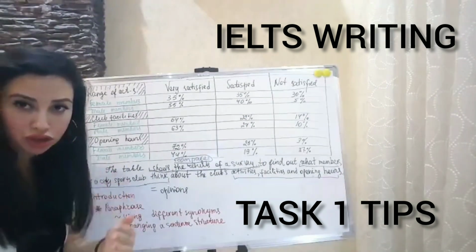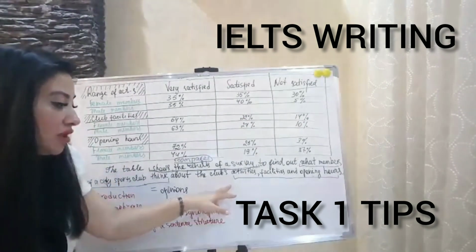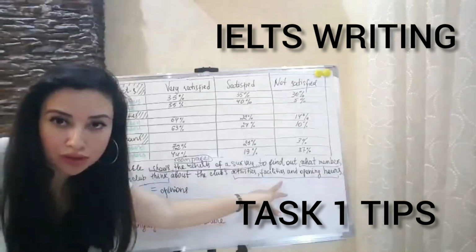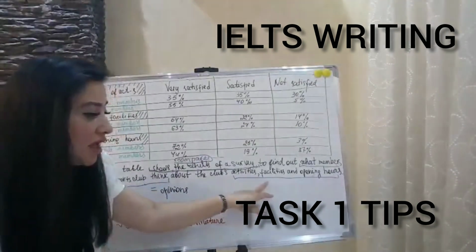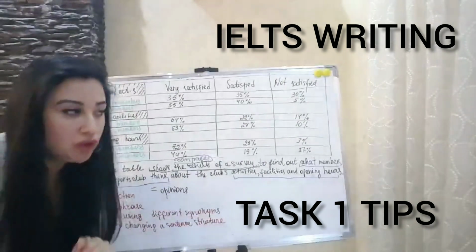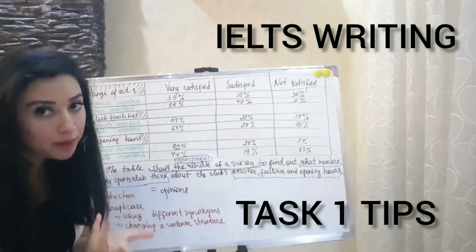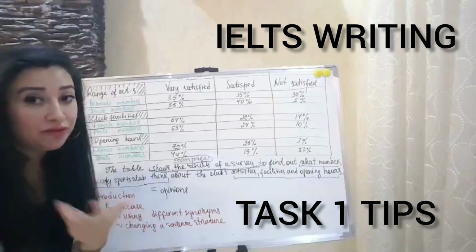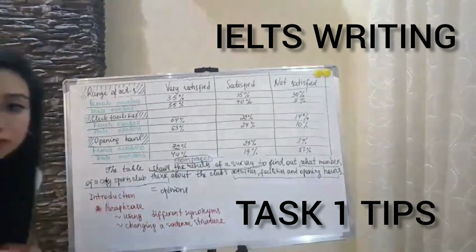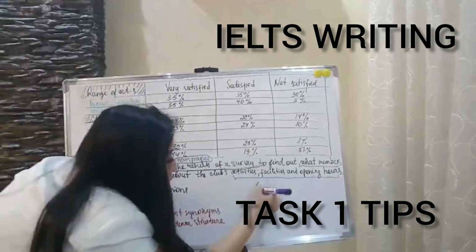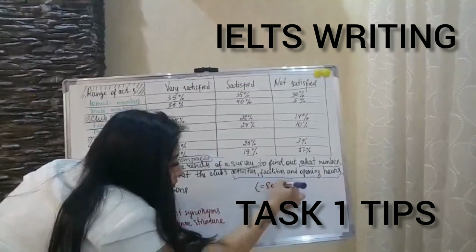We still want to continue paraphrasing. And as you can see here, we have a long set of words again. So we have activities, facilities, and opening hours, which we also can replace by some other, let's say, relevant word. In this case, I would suggest that you use the word services.